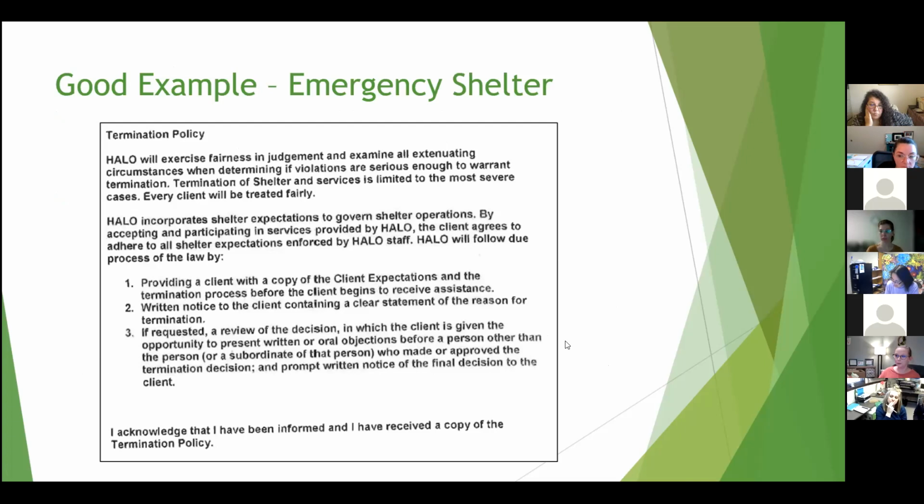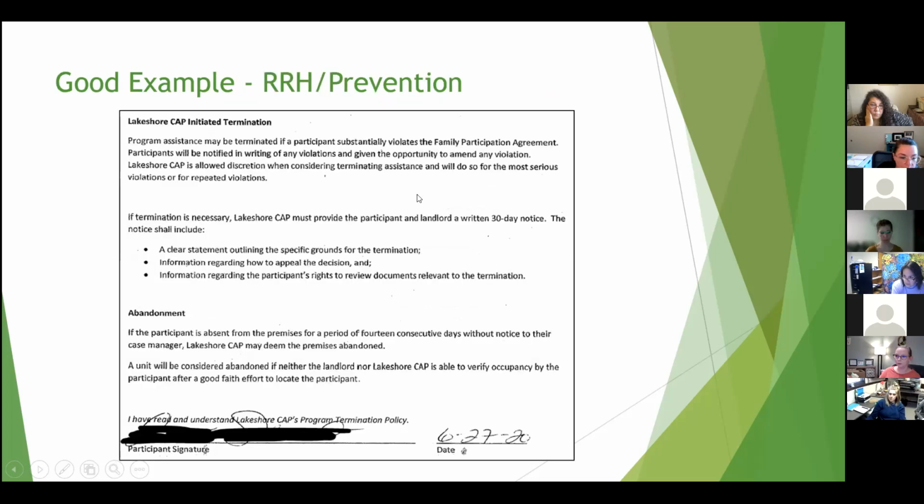Here are a couple of examples. Here's one for emergency shelter, where they just use the language straight from the statute. You'll be given a copy of the expectations and the termination process at entry. In this case, they're giving them a written notice and then asking them to leave. For rapid and prevention, again, this one is just using the statute language. But Bev, does that make sense for what you're going to need for your outreach program, or do you have, I'm not sure what your question was.